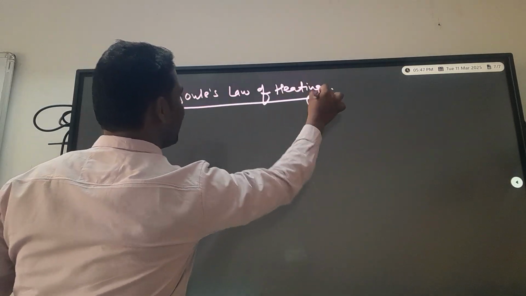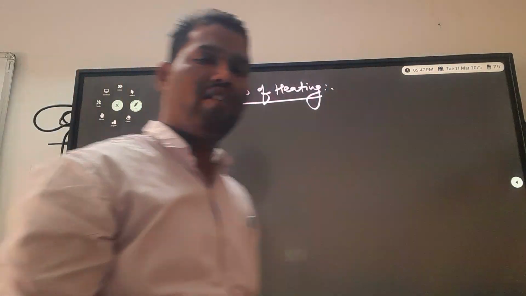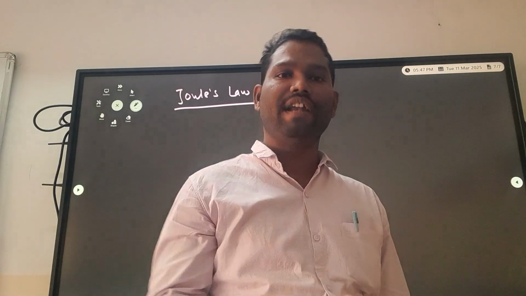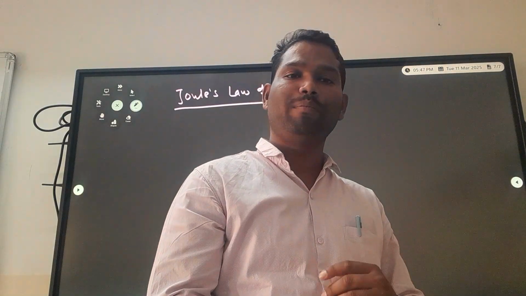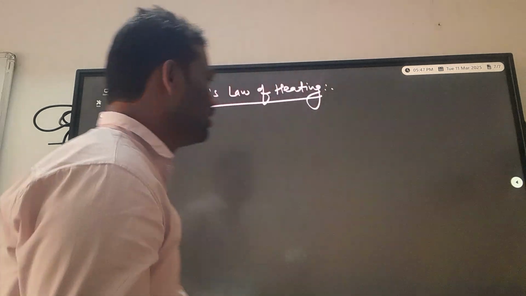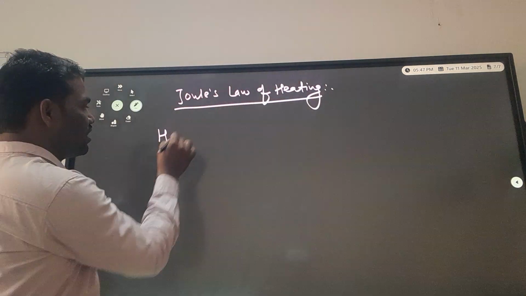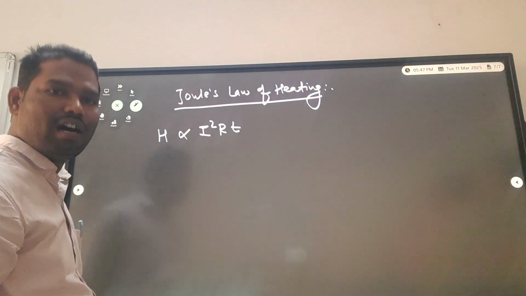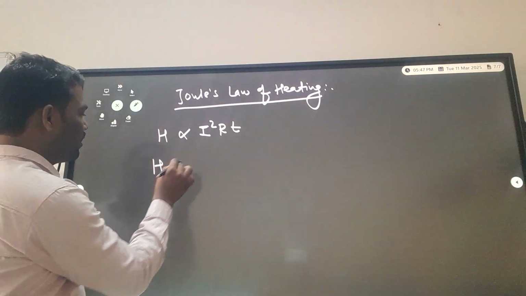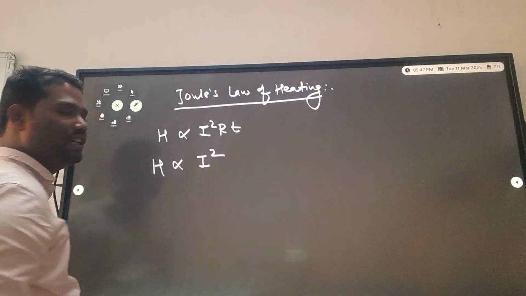Joule's law of heating says that the given wire will get heated. It depends on the amount of current passing through the given wire. It also depends on the resistance present in the given wire. So he said that the heat H is proportional to I square RT, where I is the amount of current. More the current, more will be the heat.